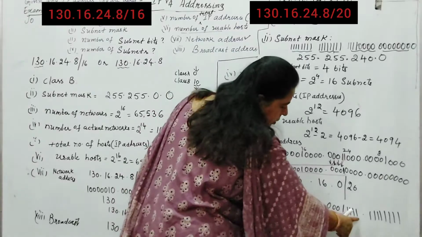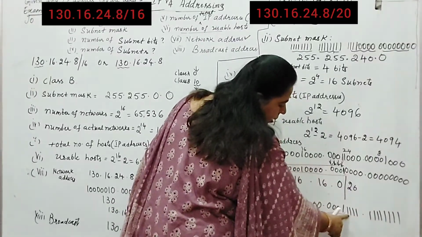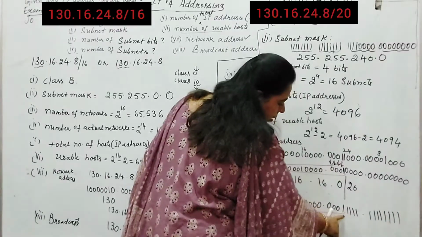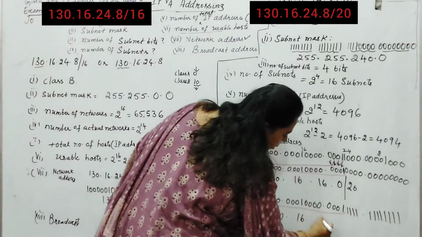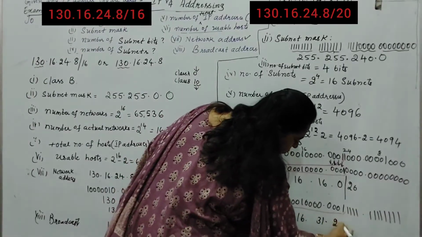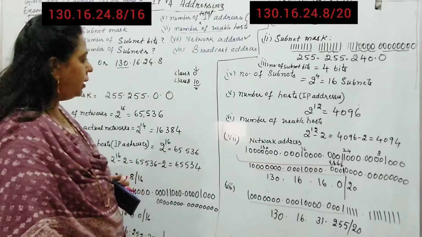Whereas in this case, 1 plus 2, 3. 3 plus 4, 7. 7 plus 8, 15. 15 plus 16, 31. So the third byte is 31 and next is 255/20. So this is what is the first address and the last address.